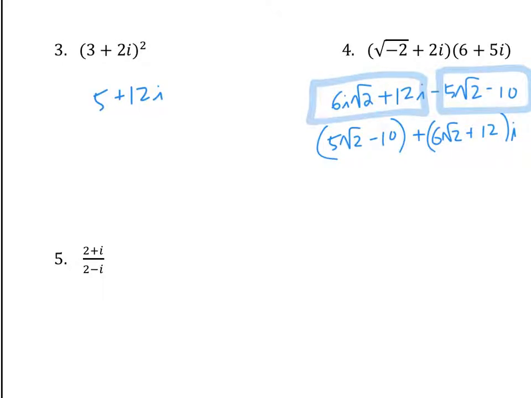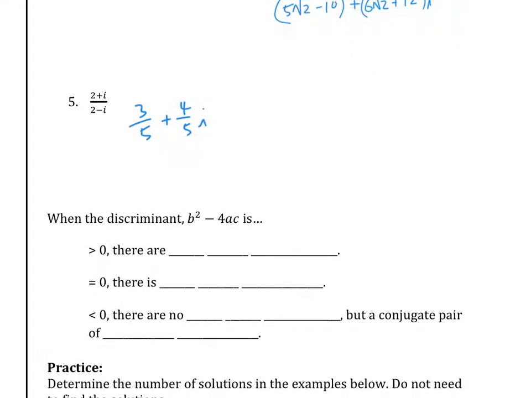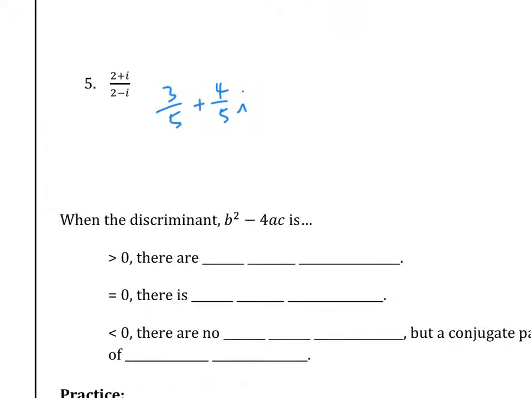Number 5, the answer is 3/5 plus 4/5 i. Okay, and then the last one we didn't really go over, but it's very easy. It's just the discriminant of your quadratic to predict whether you're going to have a real solution or imaginary solution, but we went over that last year. If you forget, you could look at the textbook really quickly, but very easy stuff.